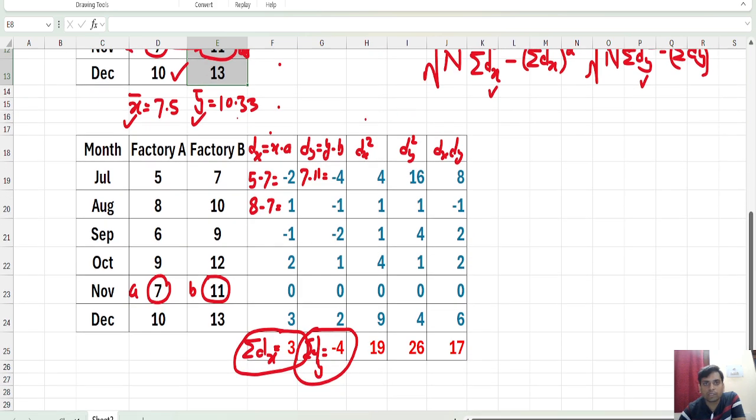Now this is the square of the dx column, so the square of minus 2 is 4. This is the square of the dy column, so the square of minus 4 is 16. And this is the product of the dx column and the dy column, so minus 2 into minus 4 is 8, and then we find the summation. This summation is summation dx square, this is summation dy square, and this is summation dx into dy. Now we will put in the formula.